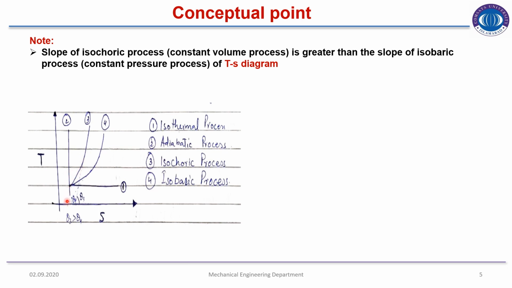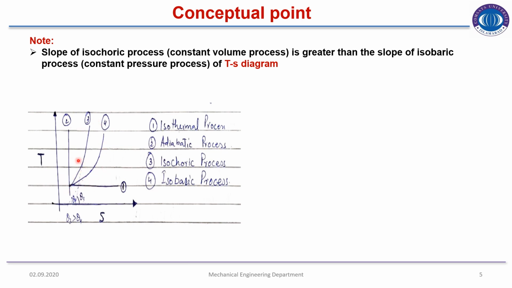Here from the dotted line it is written theta 3 and theta 4. The value of theta 3 is greater than the value of theta 4. So you will calculate the angle with respect to the x-axis, and the angle that is greater will have a greater slope. The line that has a greater slope will represent the isochoric process, whereas the line that has a lesser slope will represent the isobaric process.